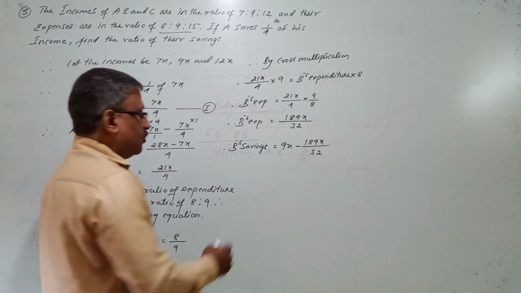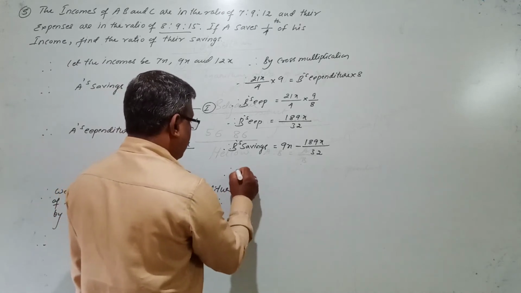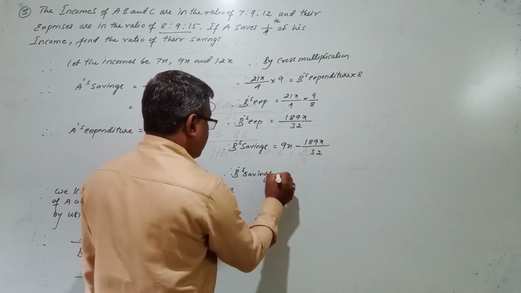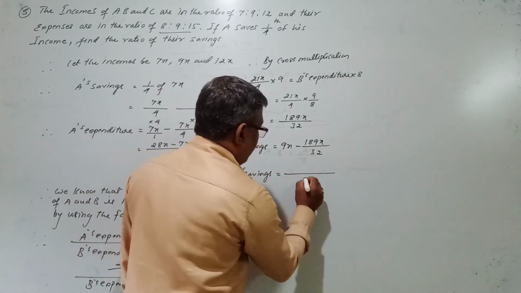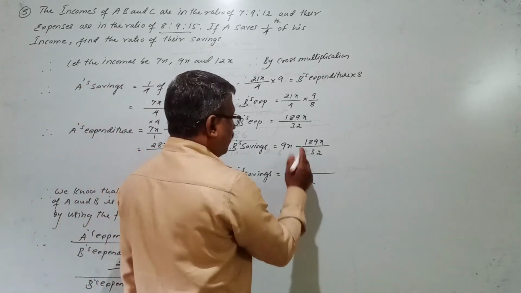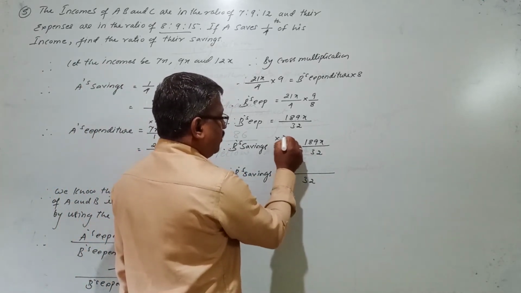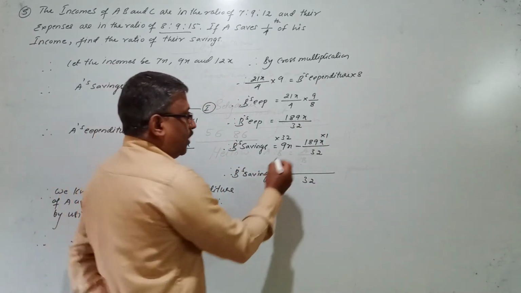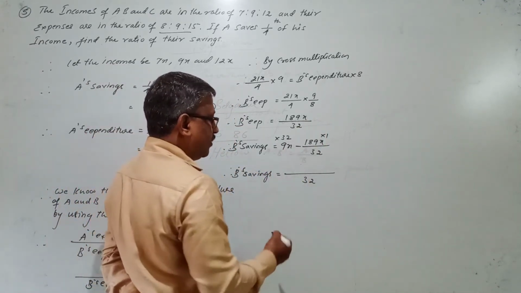Clear? So minus now. So it is B's savings equals to, now again you take the LCM as 32. Take the LCM as 32. Multiply here by this 32. And here you multiply by what it is? 1. And multiply 9, you multiply by this 32.